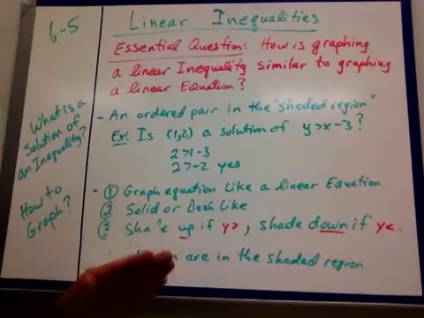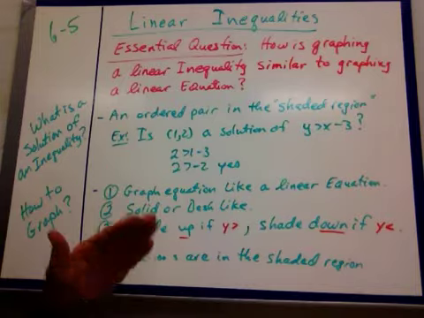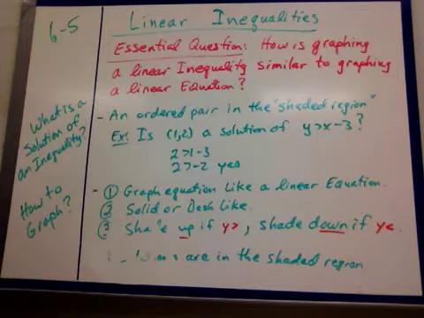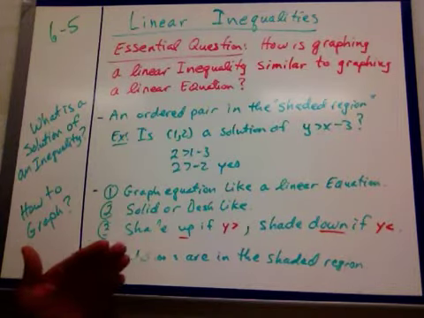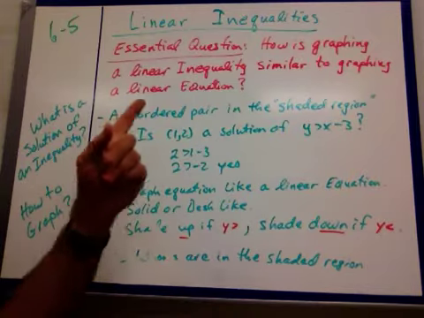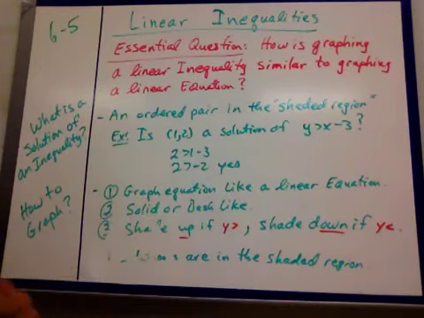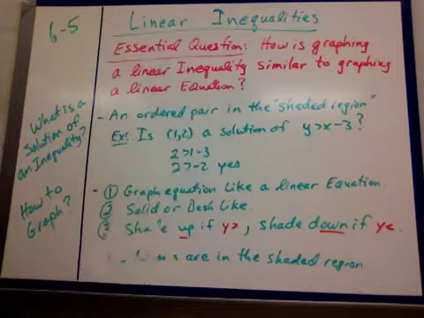You're either going to get a solid or a dashed line, and then you're going to shade a region, okay? The difference with a linear equation is all the answers are on the line. With an inequality, they're on one side of the line or the other, so you can get an infinite number of points that way, okay? And I'll show you what I mean there.